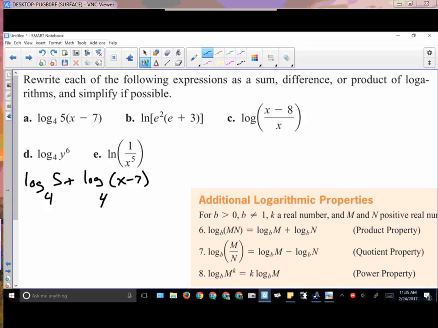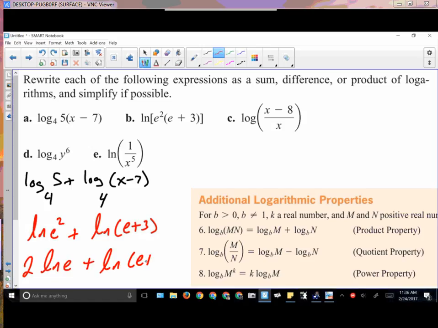If I am looking at B there, I've got natural logs. Natural logs behave in exactly the same way. So that means this is going to be ln of e squared plus ln of (e plus 3). However, I can go through and still do another simplification. e squared. If you look down here to the power property, this would be written as 2 ln of e plus ln of (e plus 3).